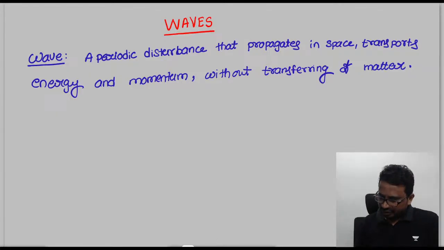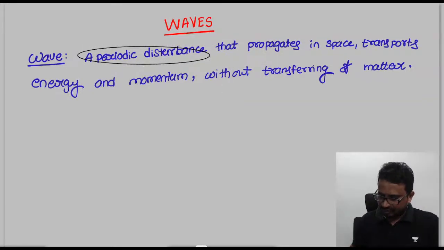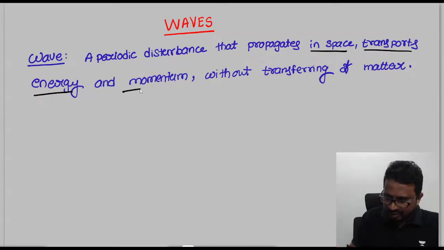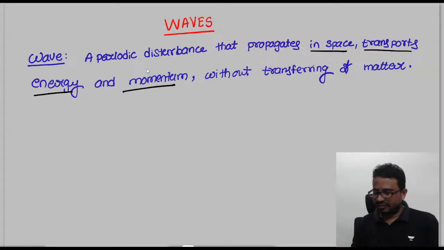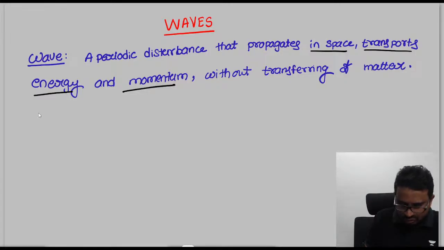Wave is nothing but what? Tell me. A periodic disturbance that propagates in space, transports energy and momentum without transferring of matter is called a wave. And we have different types of waves.